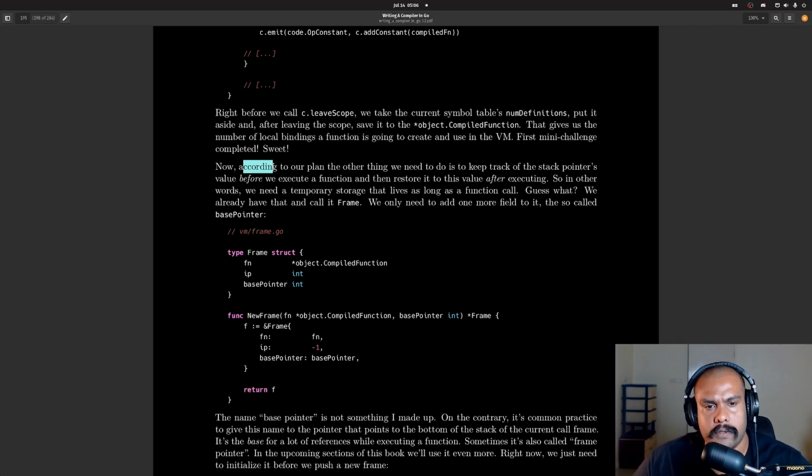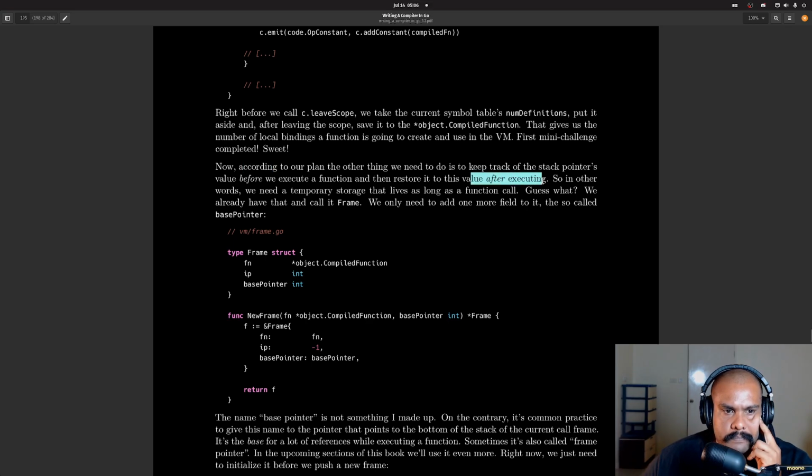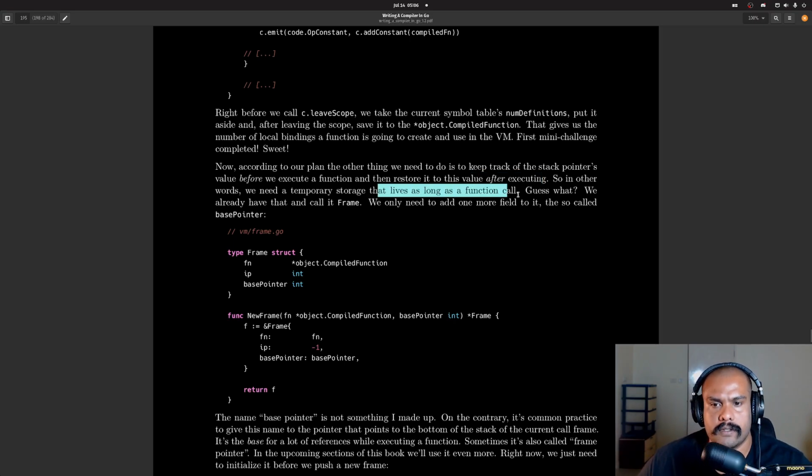Now, according to our plan, the other thing we need to do is to keep track of the stack pointer's value before we execute a function and then restore it to that value after executing. So in other words, we need a temporary storage that lives as long as the function call. Okay, that's why you add it to the frame.